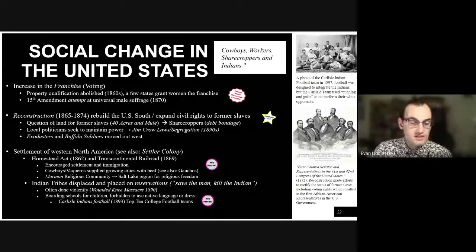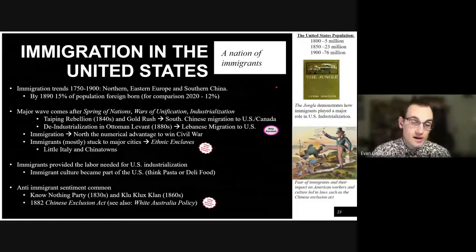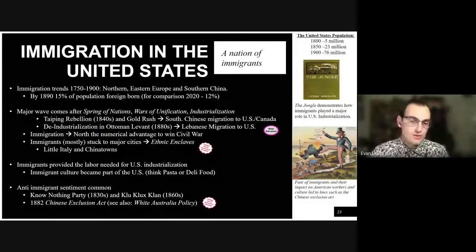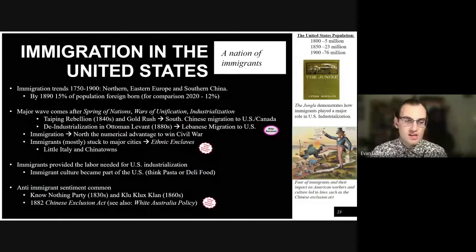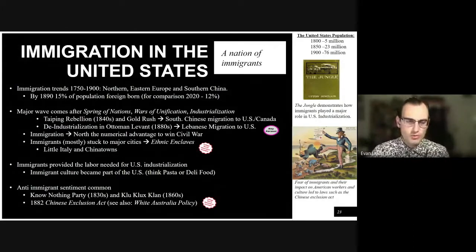The United States is widely known as a nation of immigrants, and it's around this time that we get this reputation as an immigrant nation. Today, it seems to many observers like the U.S. has a lot of immigrants. Some people even claim that we have more immigrants in the 21st century than we've ever had before. But for comparison, in 2020, only 12% of the United States population was foreign-born, whereas in 1890, 15%, 1 in 7 people, was born outside of the United States. We have been here before.